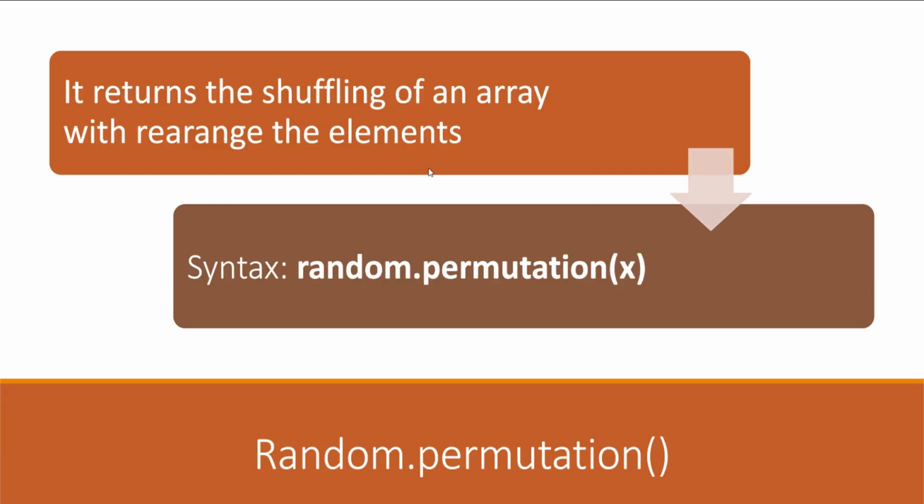Now we will discuss the random.permutation function. Basically this is a mathematical function and gives us a random sample. It returns a shuffled array with rearranged elements. If the input array is a multi-dimensional array, then it will return it shuffled along its first axis. So here is the syntax of random.permutation. It contains only one parameter, that is x, and it will also check a condition. If the input x is an integer value, then it will randomly permute.